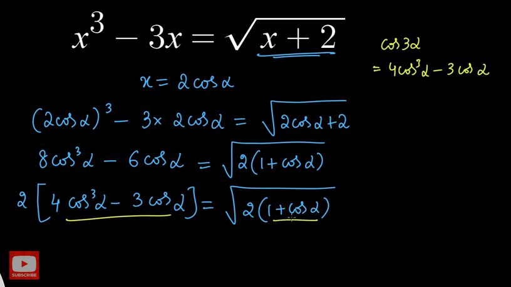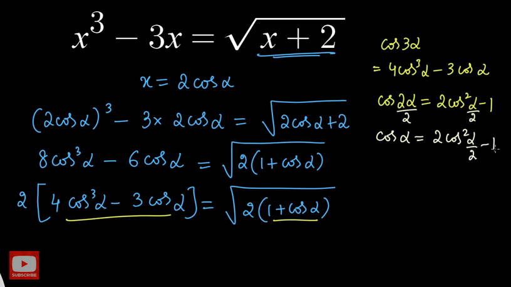We do have a formula for 1 plus cos alpha also. We get that by using the expression for cos 2 alpha. Now we know that cos 2 alpha is nothing but 2 cos square alpha minus 1. So what I do, I am going to divide the angle by 2 on both sides, so that we have cos alpha is equal to 2 cos square alpha by 2 minus 1. Now we take this minus 1 to the left side, so that we have 1 plus cos alpha equal to 2 cos square alpha by 2.